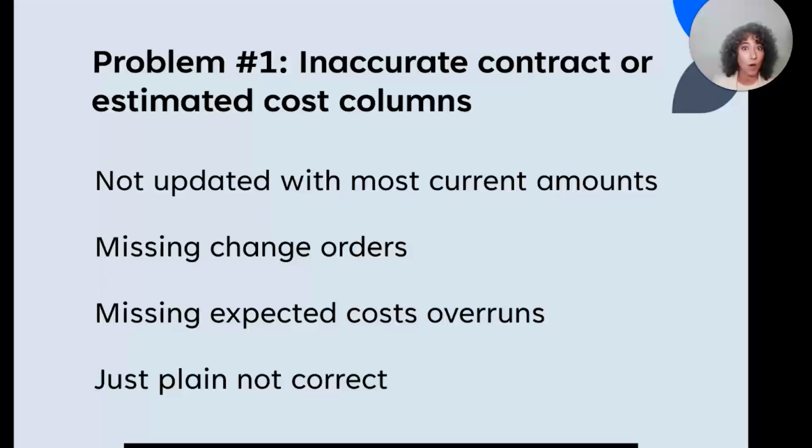Number 1, because it's the hardest, is that there are inaccurate contract or estimated cost columns. So remember, there's only 4 columns. These first 2 are how you think the job is going to end. If they're incorrect, it throws off the whole WIP, throws off the whole calculation, and throws off your financial statements. What you're looking for is something that is inaccurate, not updated, incomplete, missing change orders, missing an expected cost overrun. Dang, we thought we were only going to have $50,000 in cost, but because of the weather and the problems, we think it's going to be more like 65. Those need to be updated on your WIP as soon as you know about them.